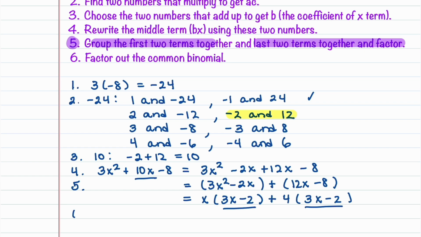Now let's go on to our sixth step. Our last step says we just have to factor out the common binomial, and that's the one that I just underlined. So let's factor this out. We have a 3x minus 2, and then what we have left is an x and a 4. So we just multiply this times x plus 4. And that is our final answer.